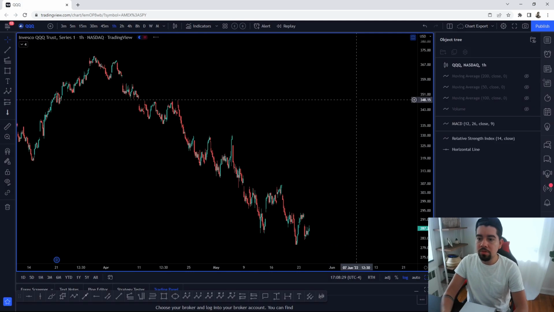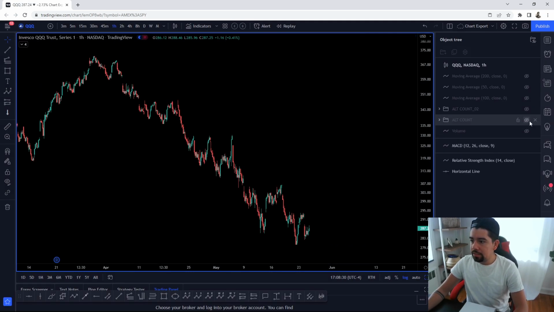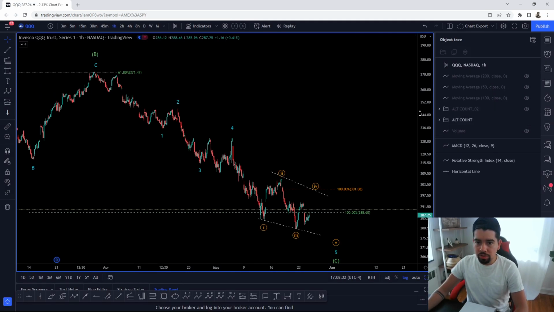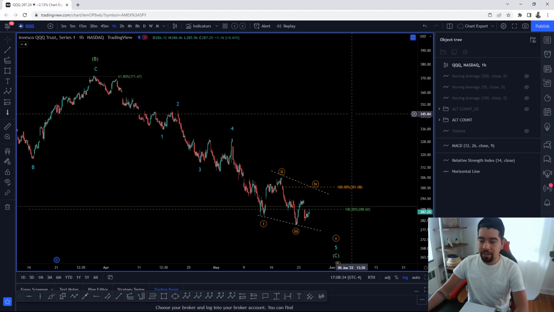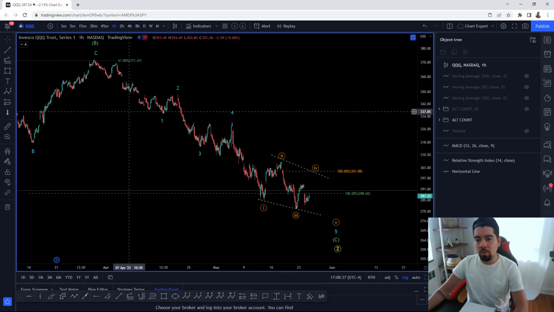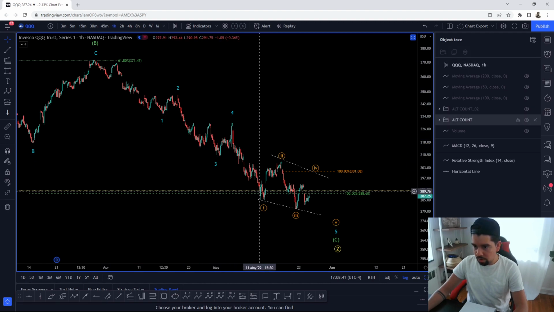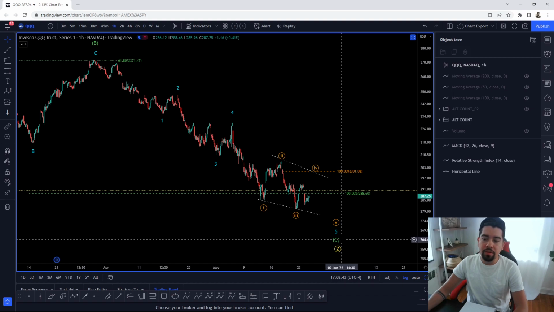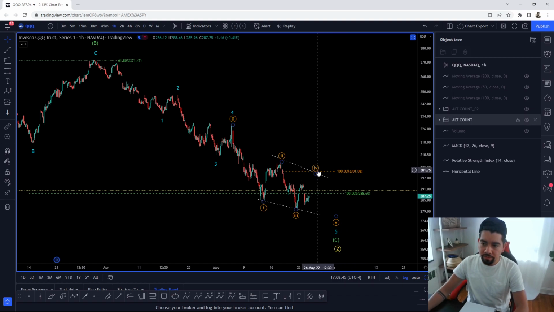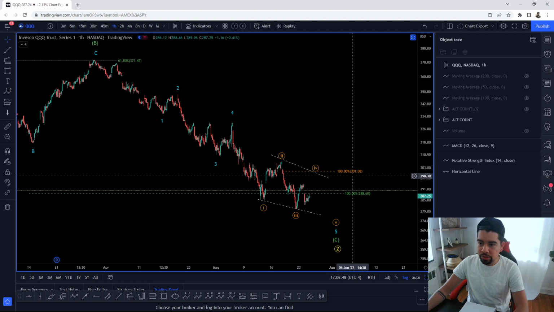Over to the triple Qs. Same deal. We're still looking for the ending diagonal pattern here, or a falling wedge. So 1, 2, 3, 4. It's the third wave here. 1, 2, 3, 4, and then the final fifth of wave 2. Equality of wave 2 and 4 comes in at 301.08.